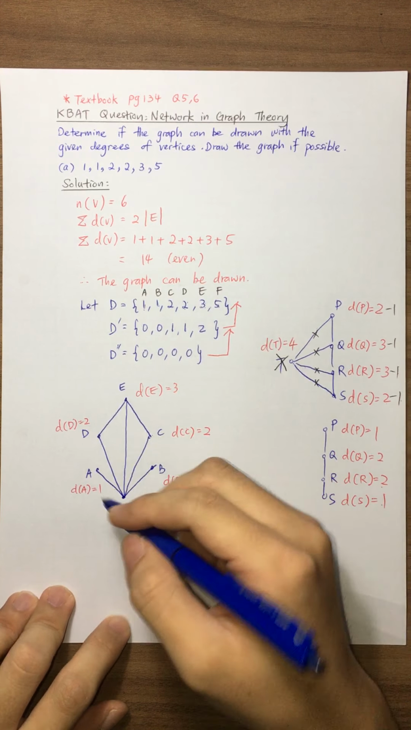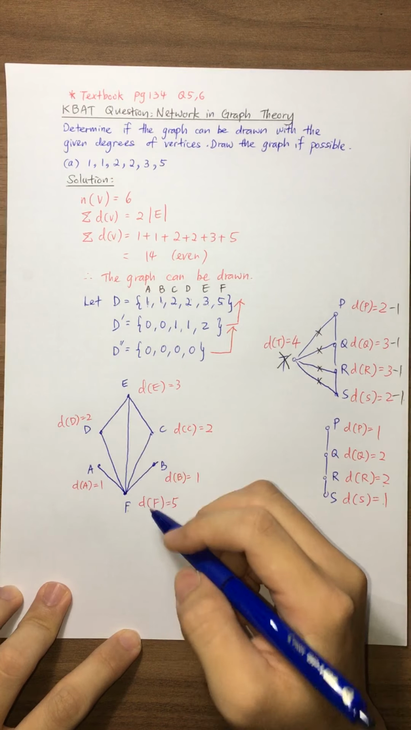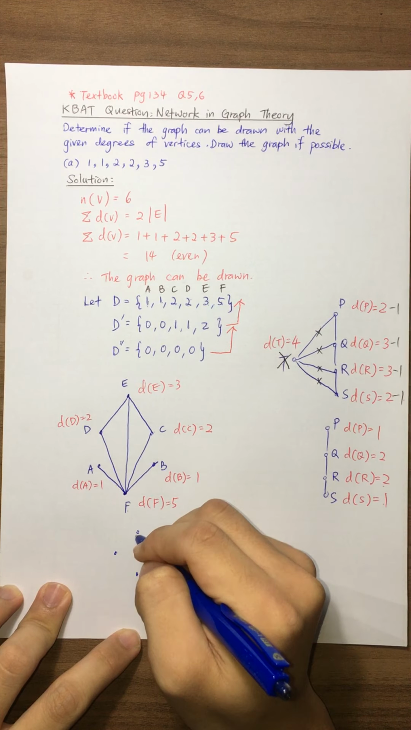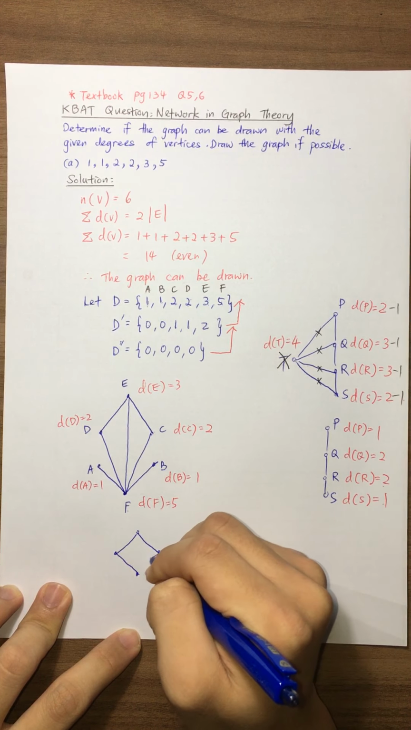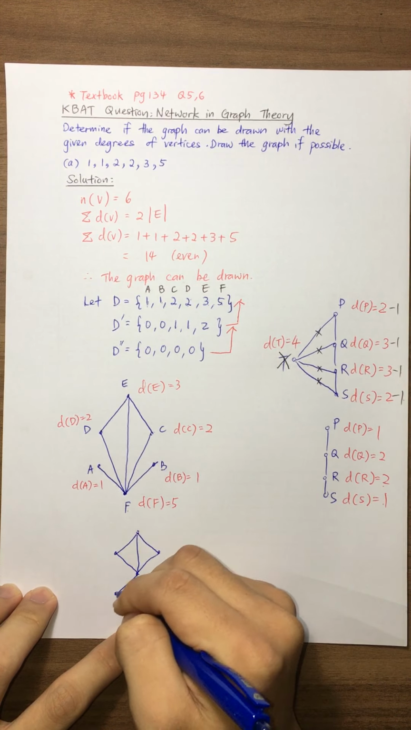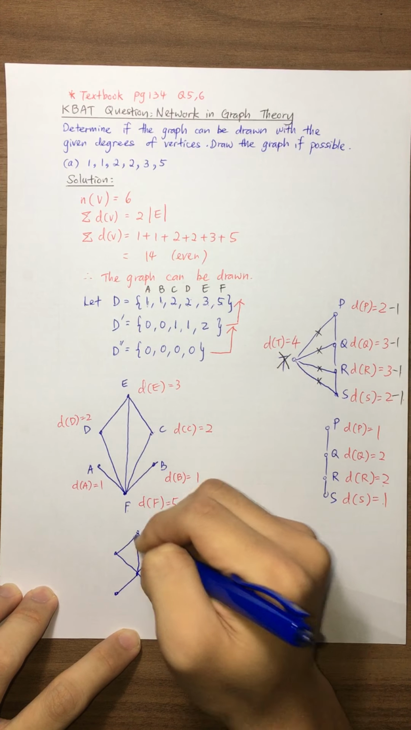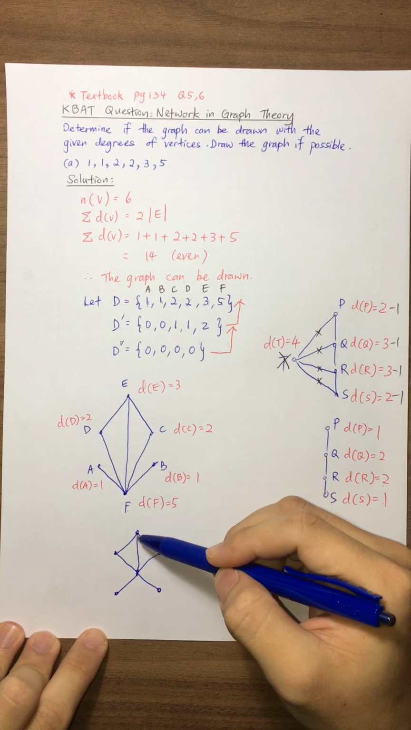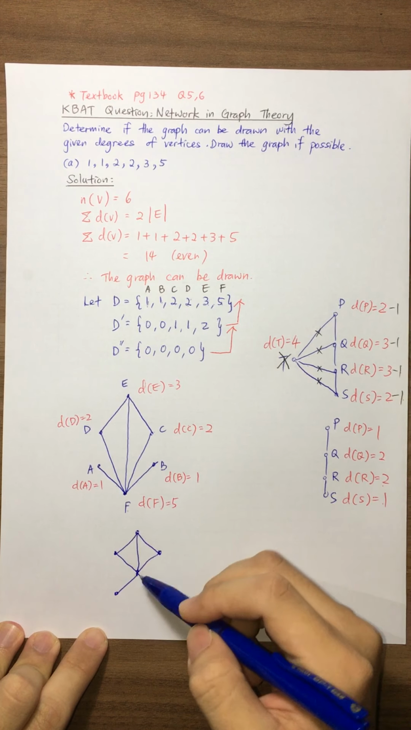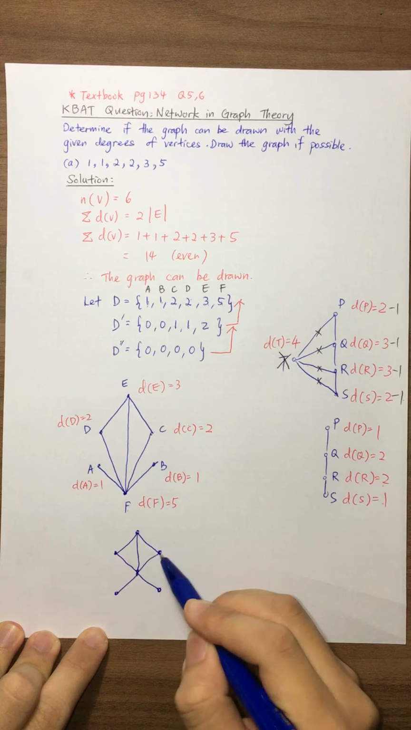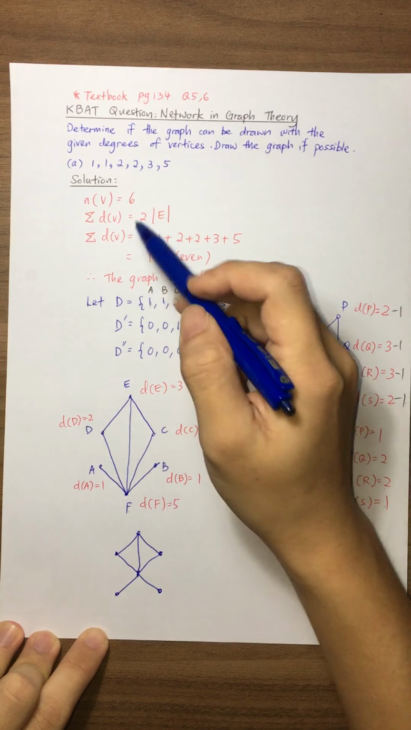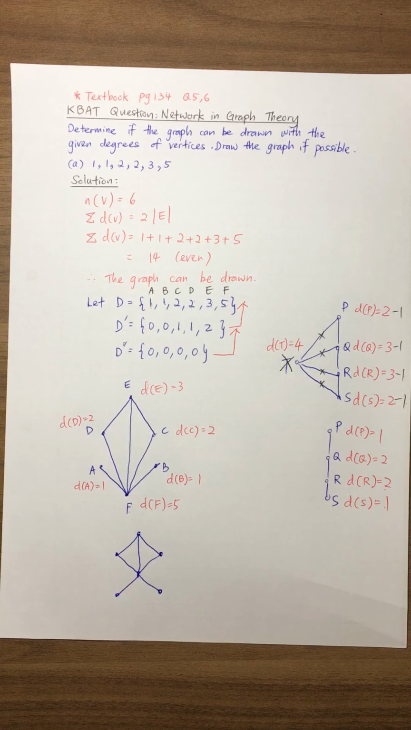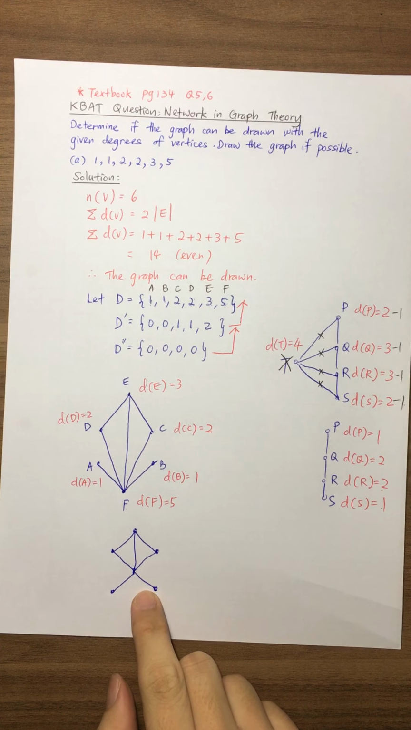Right? If we redraw the graph without the labels, we can actually draw a different shape of the graph. So let's say I can draw something like this. Okay, so both of these graphs are actually the same because the degrees are still the same. This is 1, 1, 2, 2, 3, and 5. So that's all. We have completed our graph.